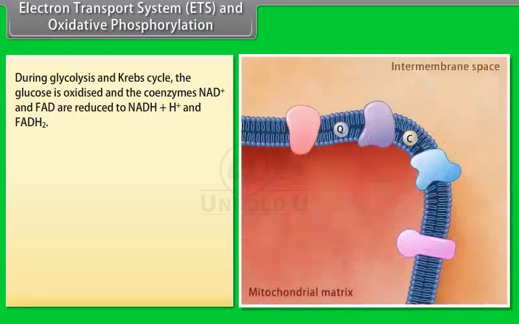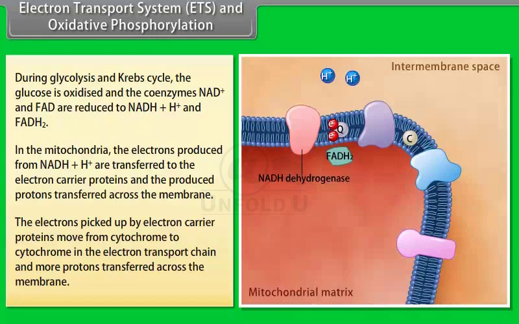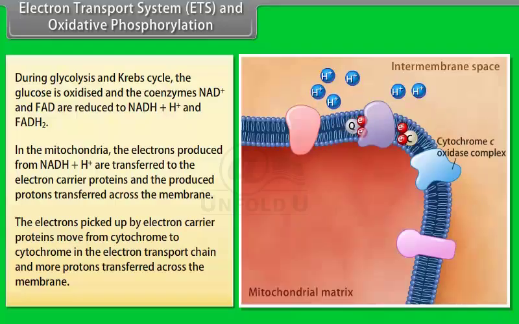During glycolysis and Krebs cycle, the glucose is oxidized and the coenzymes NAD+ and FAD are reduced to NADH + H+ and FADH2. In the mitochondria, the electrons produced from NADH + H+ are transferred to the electron carrier proteins and the produced protons are transferred across the membrane. The electrons picked up by the electron carrier proteins move from cytochrome to cytochrome in the electron transport chain and more protons are transferred across the membrane.